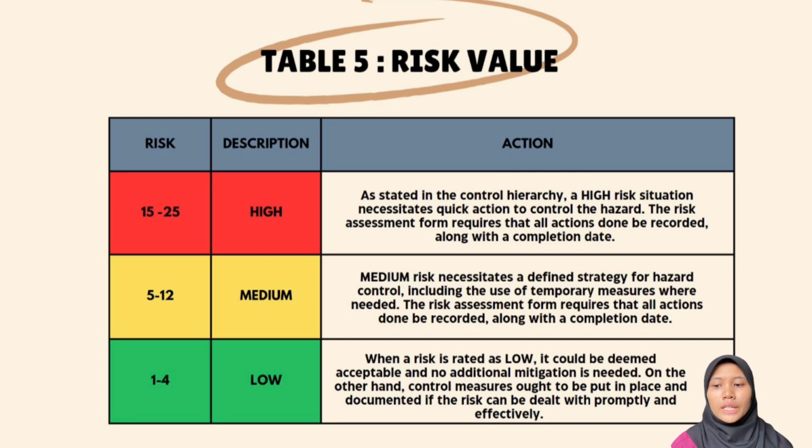For medium level, the risk value between 5 to 12, medium risk necessitates a defined strategy for hazard control, including the use of temporary measures where needed. The risk assessment form requires that all actions done be recorded along with a completion date. For the low value, which is 1 to 4, when a risk is rated as low, it could be deemed acceptable and no additional mitigation is needed. On the other hand, control measures are to be put in place and documented if the risk can be dealt with promptly and effectively.